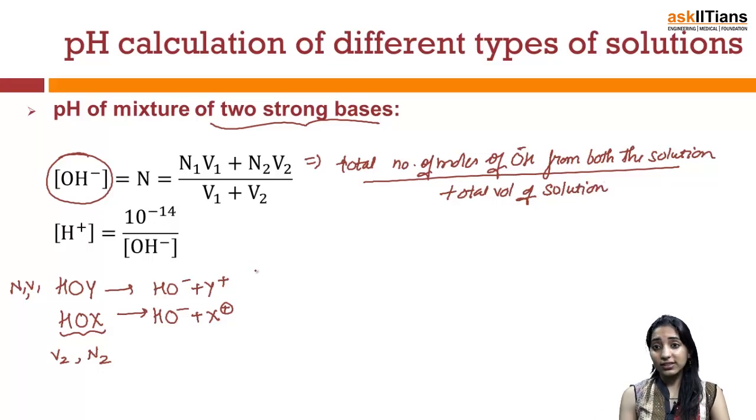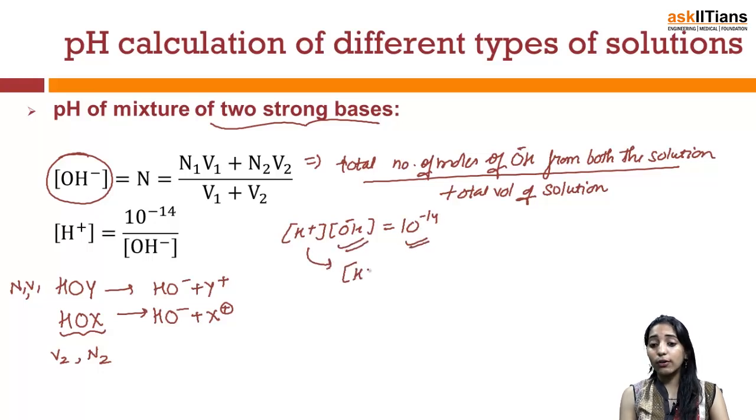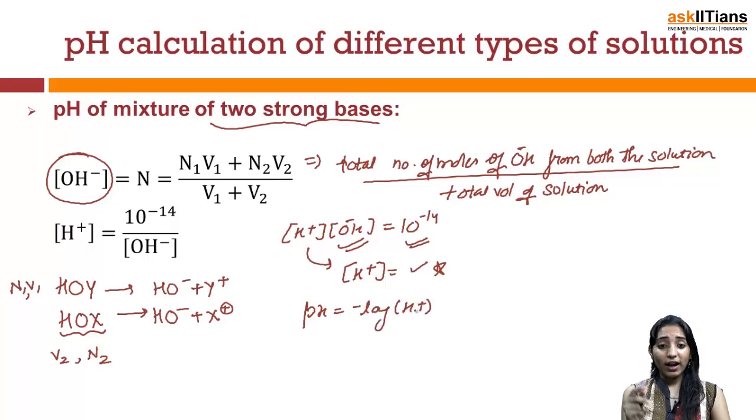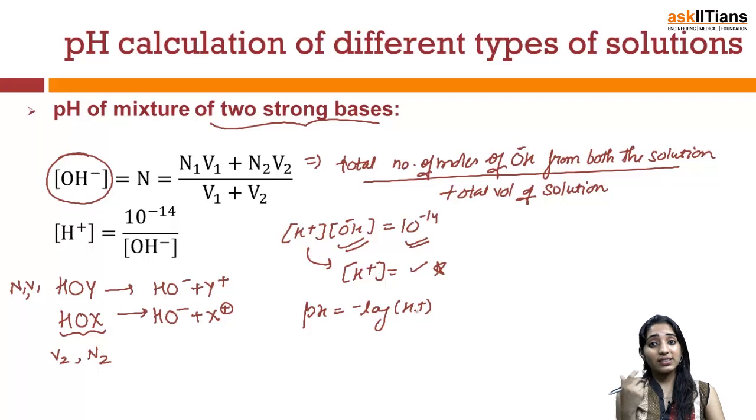Now if I know the concentration of OH minus, I can use this formula: H positive into OH minus is nothing but 10 to the power minus 14. This value is known to me, this value is known to me, so I can very easily find the concentration of H positive. If I know the concentration of H positive, I can use the formula pH is equal to minus log of H positive, and it will be very easy for me to find the pH of the resulting solution, which is made up of two strong bases.